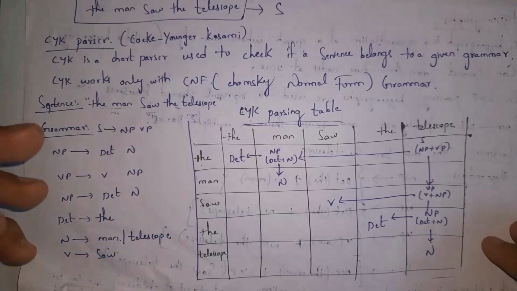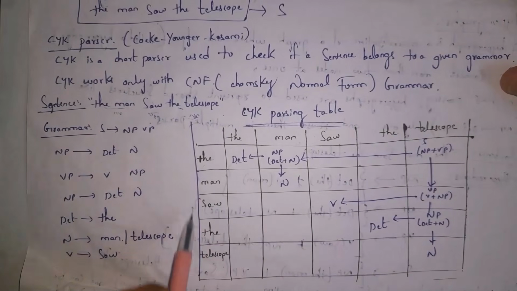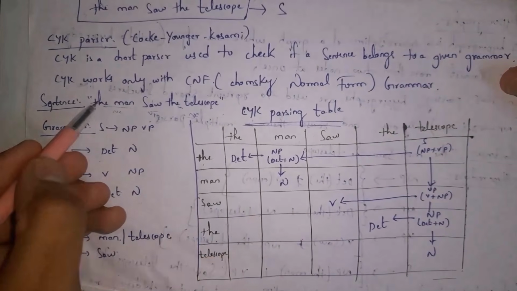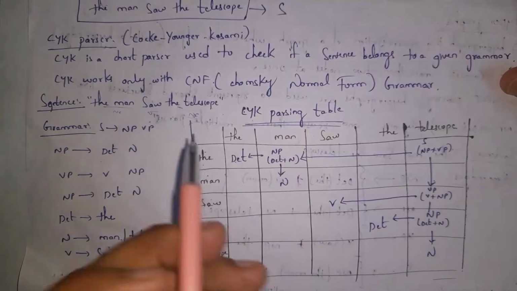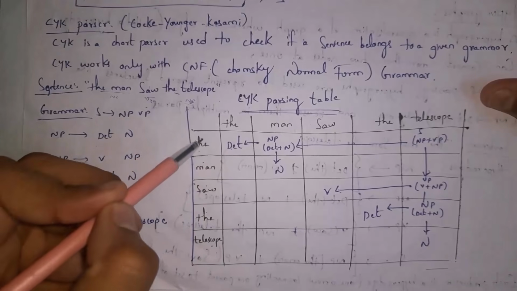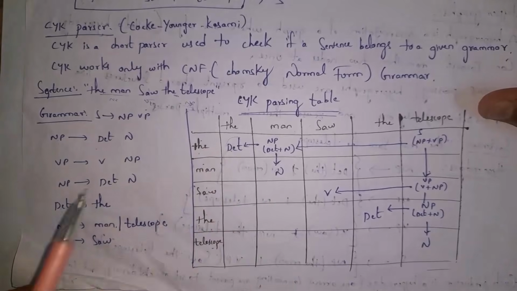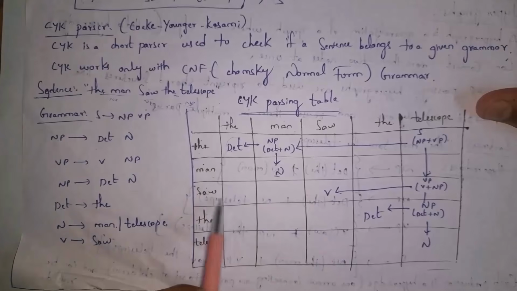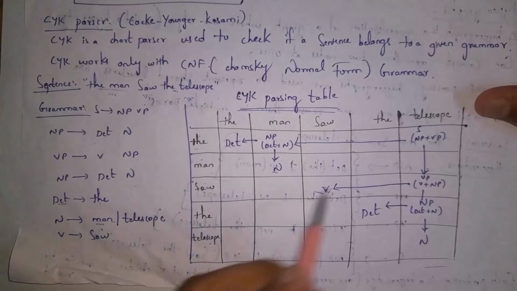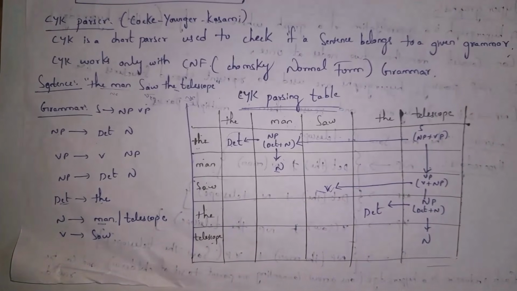So at first we need to find grammar rules for each and every word in the sentence, and then we need to draw a table. In this table, at first we need to arrange each and every word, the man saw the telescope, row wise and column wise. So the, which is determinant, and next man, which is noun, saw, which is verb, and next the, which is determinant, and next telescope, which is noun. So we arrange each word's grammar rule diagonally.